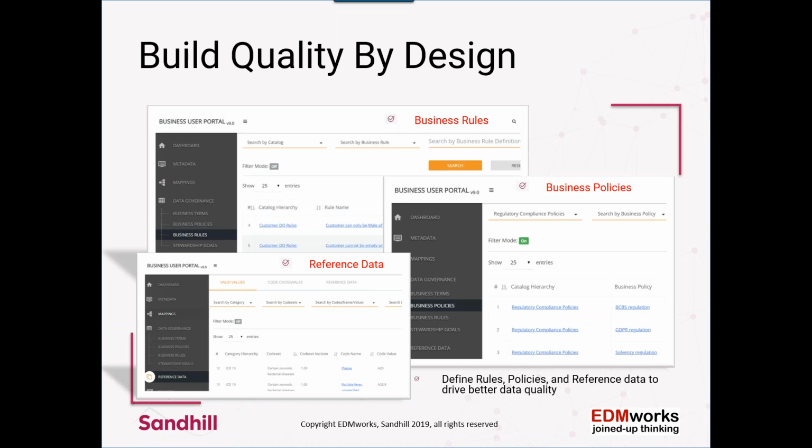There might be some business policies that apply, which say that a person can only apply for a loan provided that they are under the age of 80 and over the age of 18. So you can assign these particular policies, business rules, and reference data against the business terms and the technical terms that we've got. And so that provides better levels of understanding and context when the data itself is being implemented within the systems.